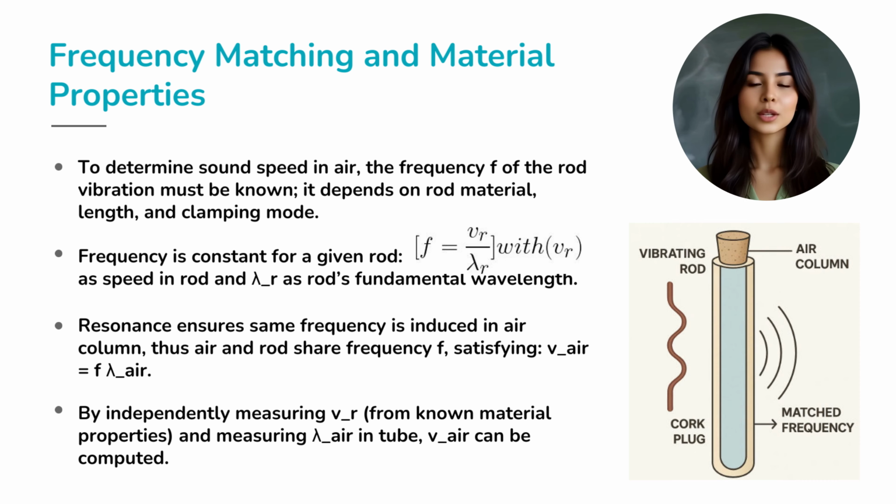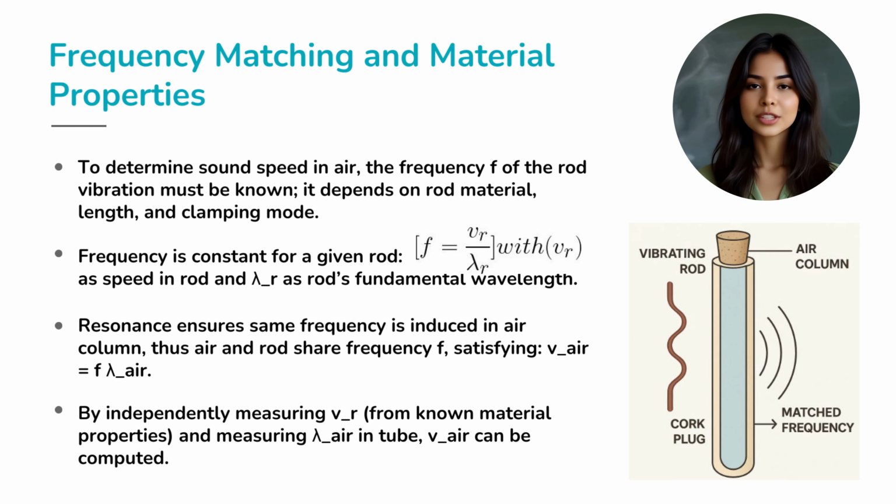To measure the speed of sound in air, we first need the vibration frequency of the rod, which depends on its material, length, and how it is clamped. For a given rod, frequency is constant and is given by f equals v_r divided by lambda_r, where v_r is the speed in the rod and lambda_r is its fundamental wavelength.